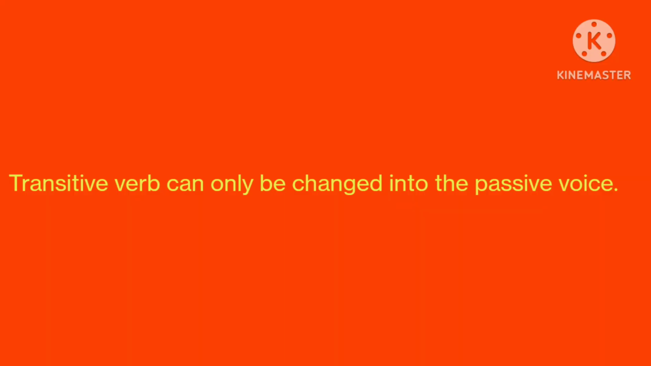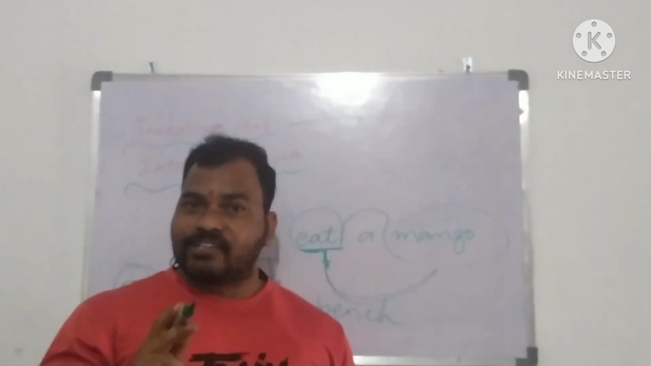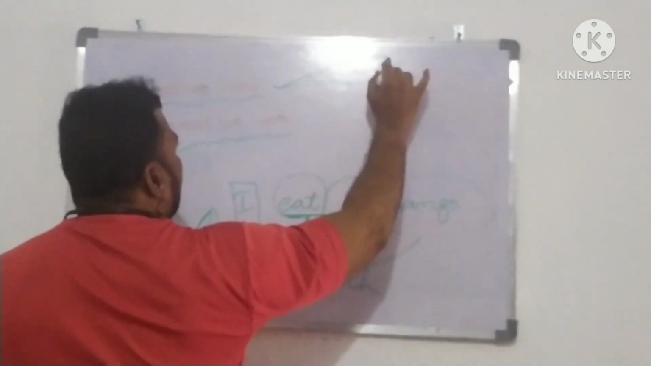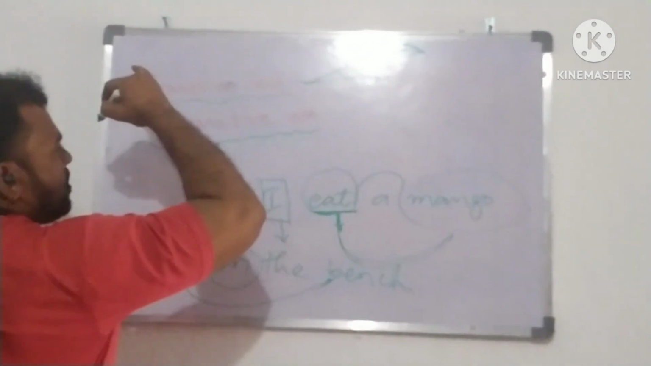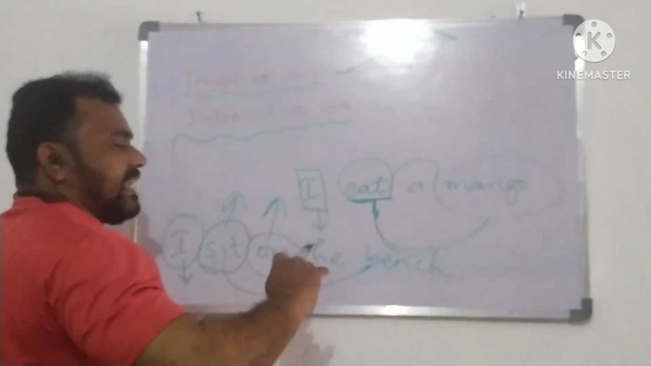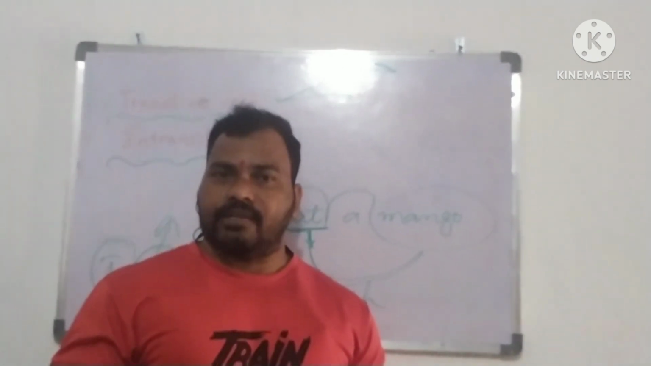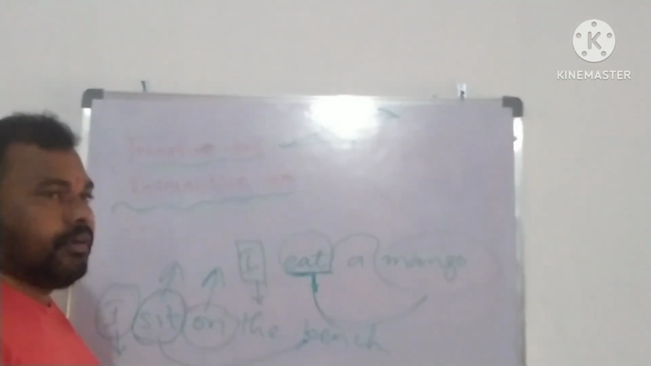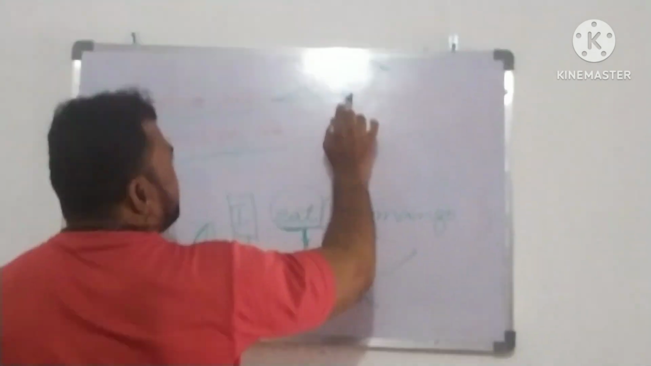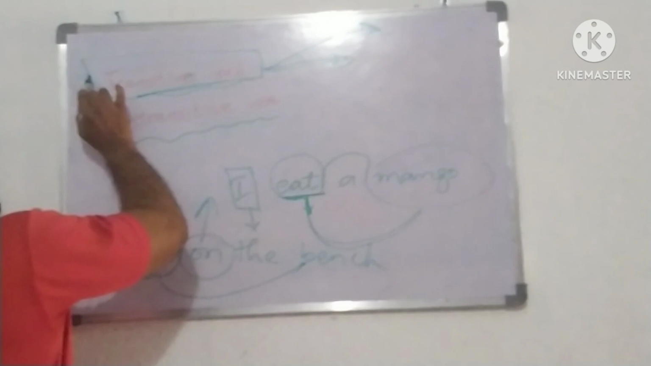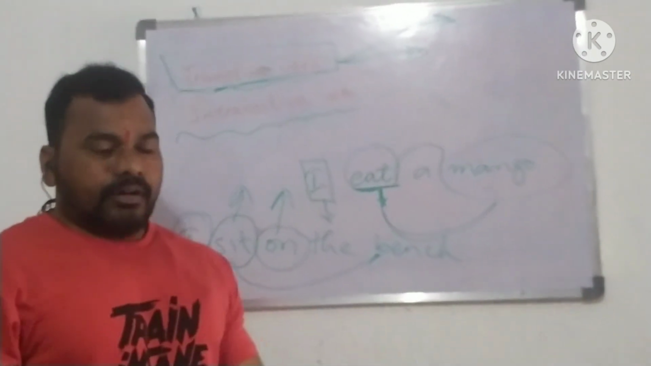Whenever you want to change active voice into passive voice or passive voice into active voice, we can only change a transitive verb. Unless there is a transitive verb, voices can never be changed into another form, from active voice to passive voice or passive voice to active voice. So we have to check whether the verb is a transitive verb. If there is a transitive verb, then only that voice can be changed into another form.